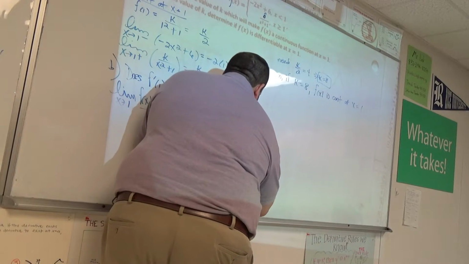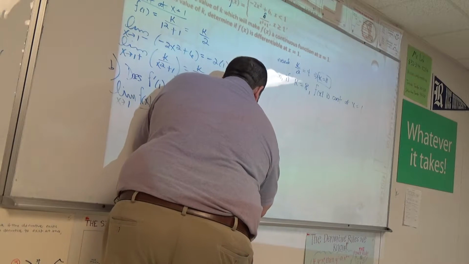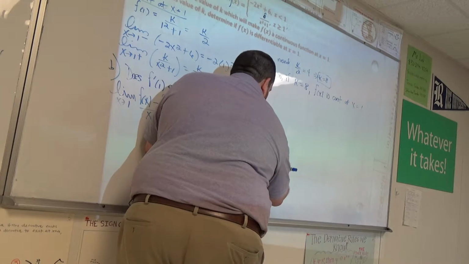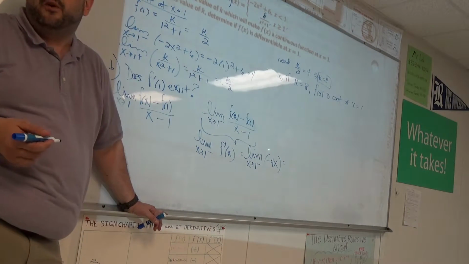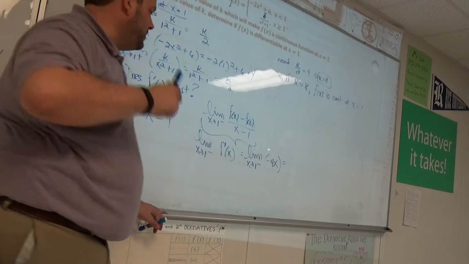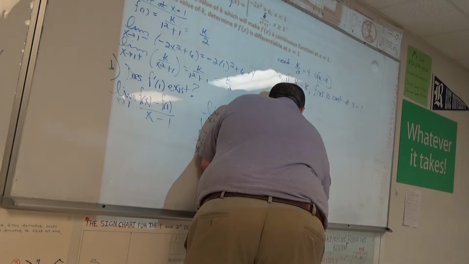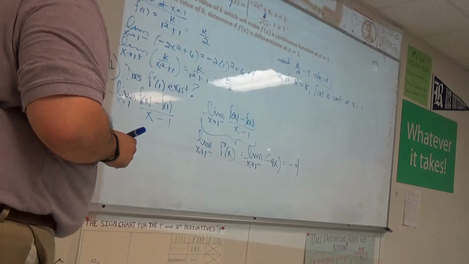So all I'm asking you is, hey, what's the limit as x approaches 1 from the left of negative 4x? That's easy. Limit as x approaches 1 from the left of negative 4x is negative 4. Okay, that's finding the derivative from the left.